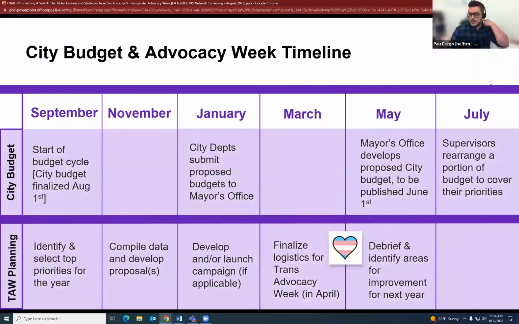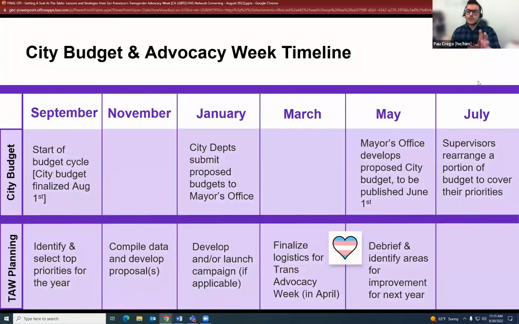And the other key thing that I want to share around this slide in terms of strategy is that the reason we have Advocacy Week in April is because it's aligned with how the San Francisco City budget decisions happen, so that elected officials still have the time and the space to make decisions around the budget then and there.